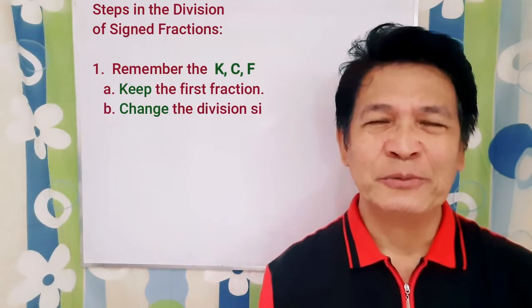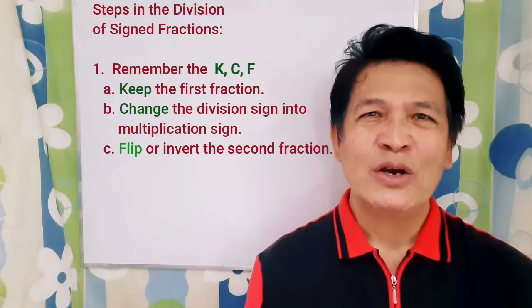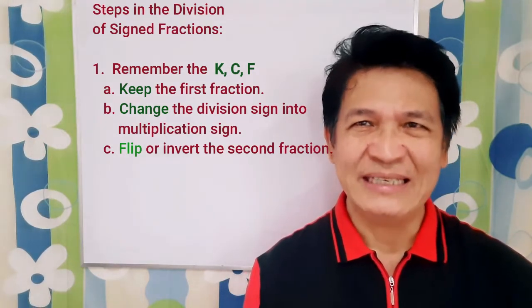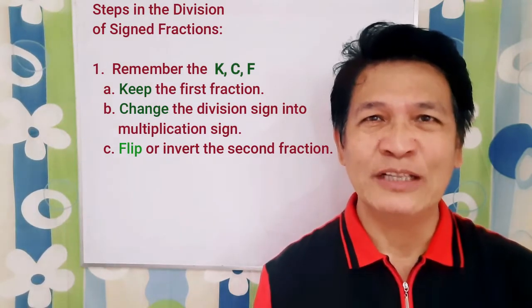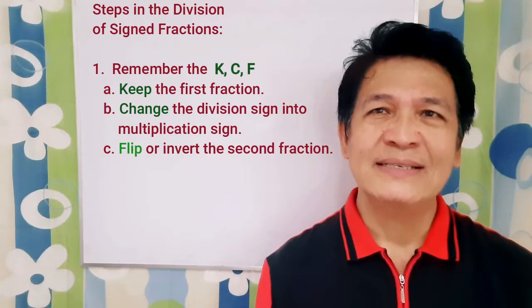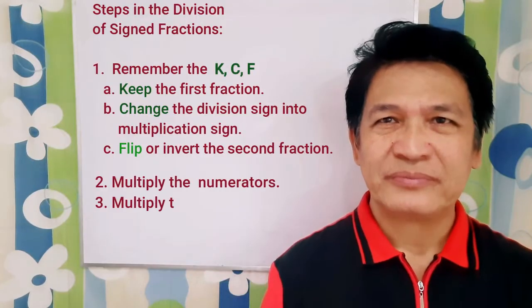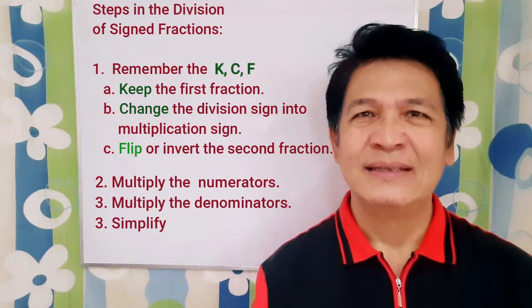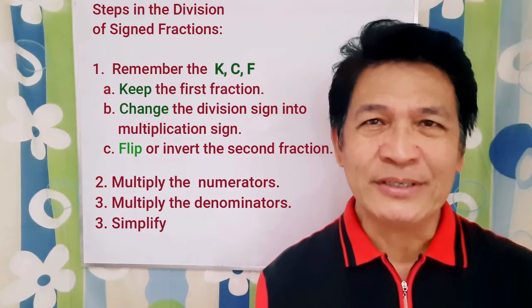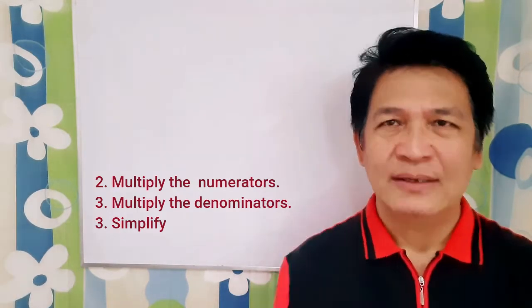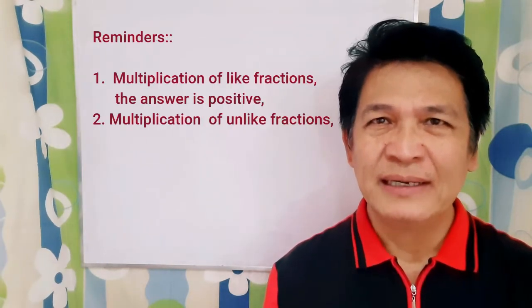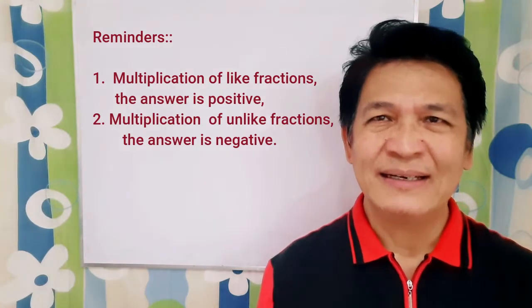First, we are going to refresh our minds that in the division of fractions, we have the KCF. That is, keep the first fraction, change the division sign into multiplication sign, and then flip the second fraction. Next is to multiply the numerators, then multiply the denominators, and finally simplify your answer if it is possible. Also, another reminder that like signs are positive and unlike signs are negative. So let's proceed with our lesson.